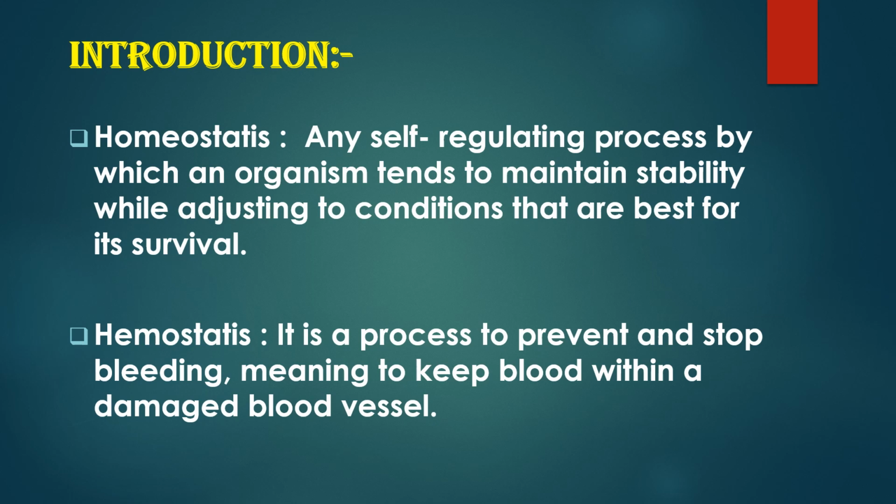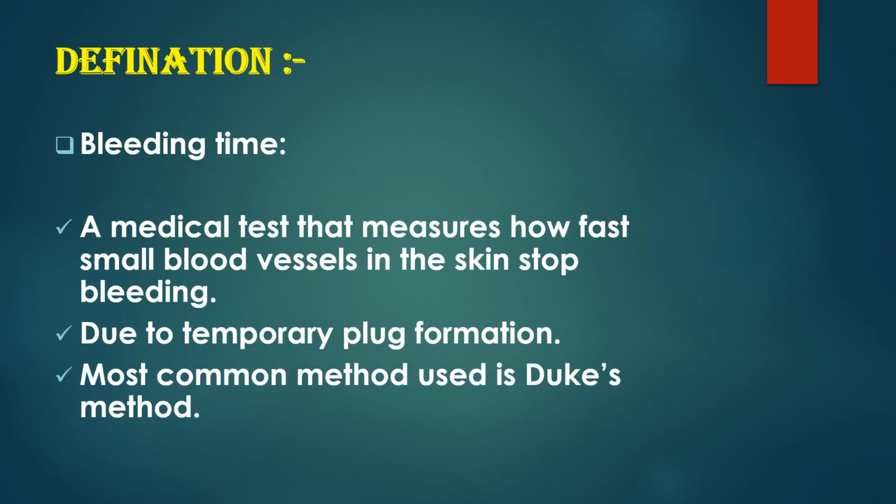Homeostasis: any self-regulating process by which an organism tends to maintain its stability while adjusting to conditions that are best for its survival. And hemostasis is a process to prevent and stop bleeding, meaning to keep blood within a damaged blood vessel. What is the definition of bleeding time?